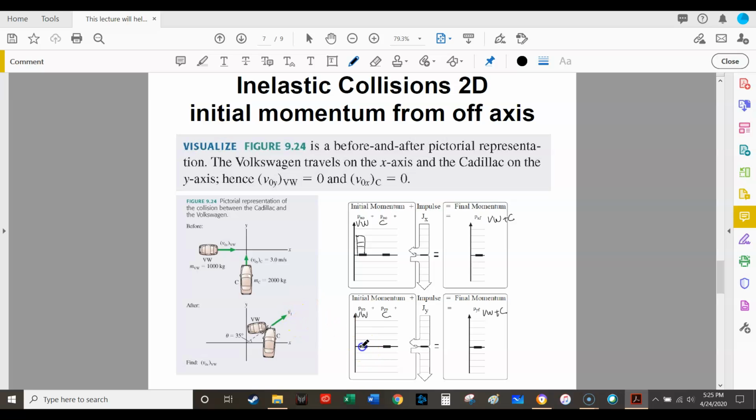In the y direction, the Volkswagen has no momentum. I'm thinking, if this is 35 degrees, that it's going to have maybe 2 blocks. 35 degrees is a pretty steep angle, so most of its velocity is going to be in the x direction and not the y direction. So I'm thinking just 2 blocks in the y direction of its initial momentum. Because after the impact, if momentum's conserved in both directions, this is going to be 3 blocks here as well, and this is going to be 2 blocks as well.